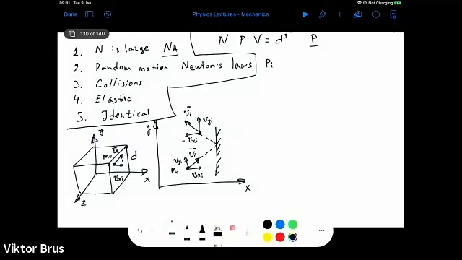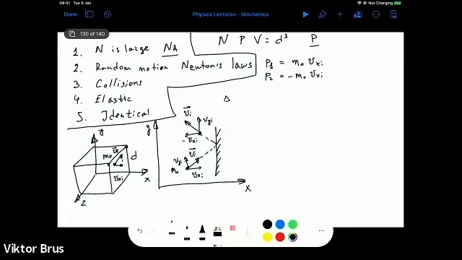It will be confusing, so probably just P1 will be m naught Vxi, and the momentum after collision, P2, will be minus m naught Vxi. So now we need to find the change of the momentum of this molecule after elastic collision with the wall of the container.